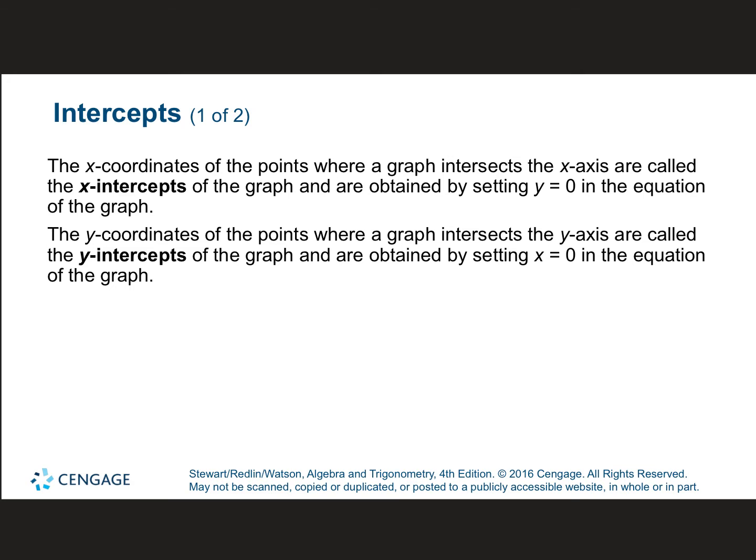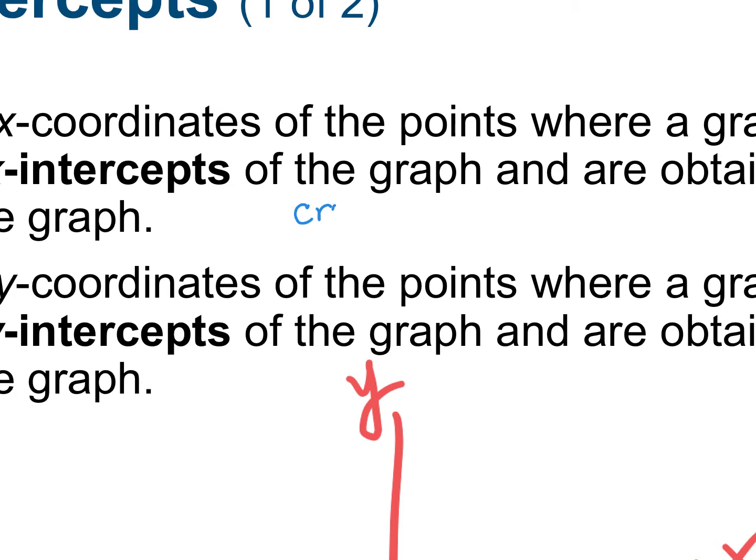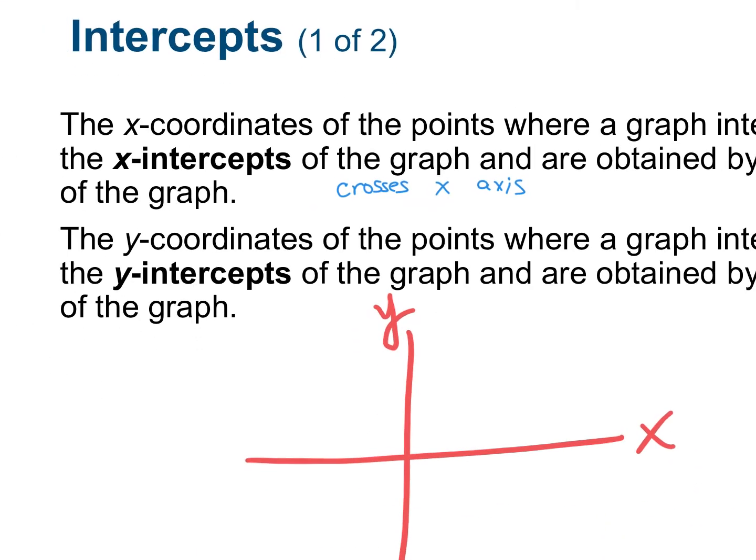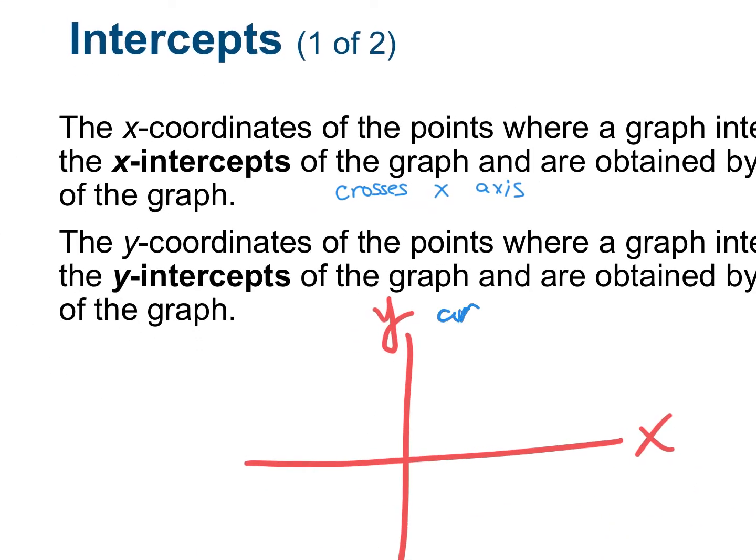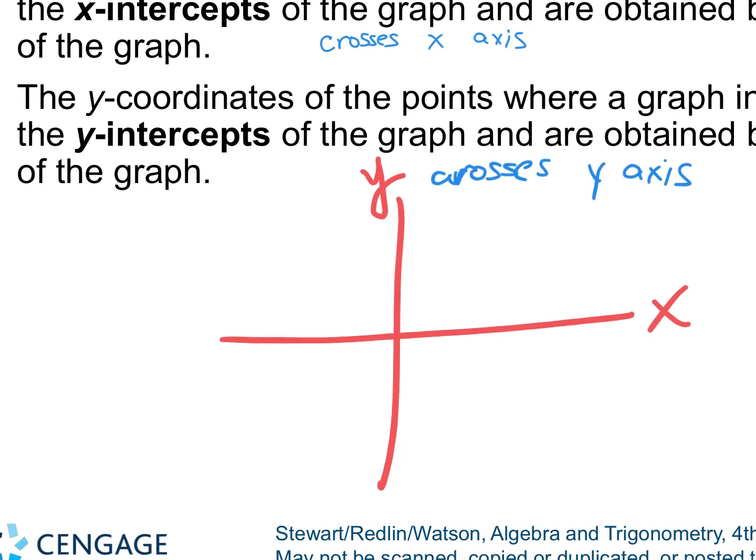When we talk about intercepts, guys, we have x intercepts and we have y intercepts. Graphically, when I talk about intercepts on a graph, this is the x-axis, the horizontal one, and this is the y-axis. If I talk about an x-intercept on a graph, the x-intercept is where the graph crosses what? The x-axis. A y-intercept is where the graph crosses the y-axis.